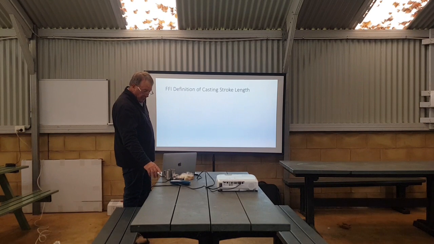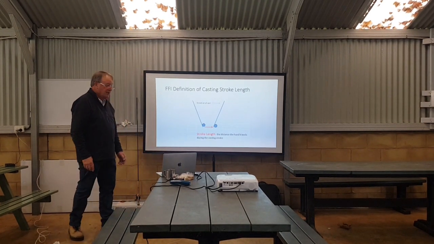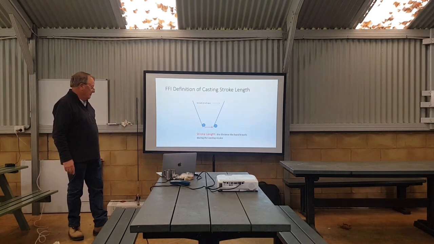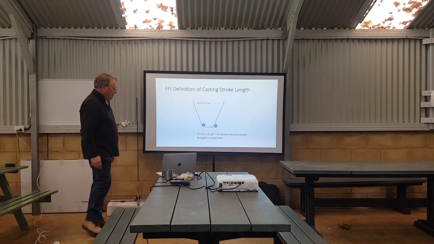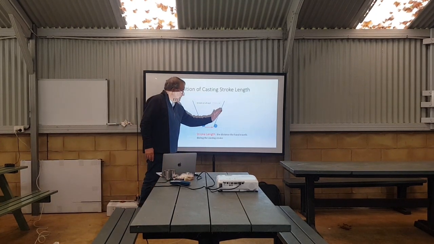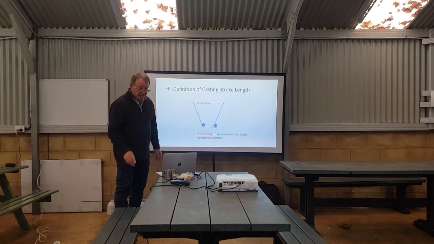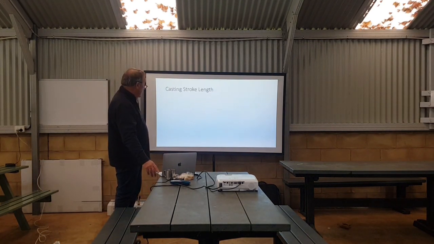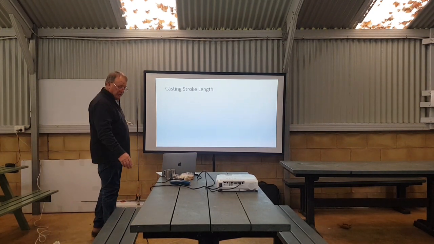So, a little bit more on casting stroke length. This is how the FFI define casting stroke length. That's come straight off their website. It's the distance the hand travels during the casting stroke. They've actually shown some rotation at the end of this, but it doesn't affect that distance there. So, why do we need casting stroke length? What's that all about?